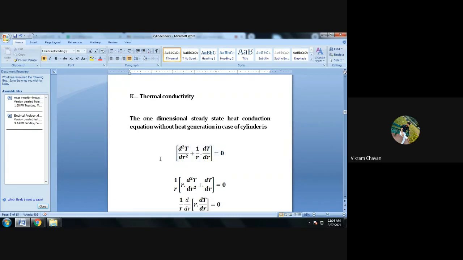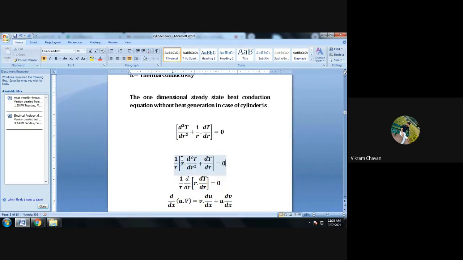Now we have done some mathematical operation here. We take 1 upon r common, so we get the equation as 1 upon r into the bracket r multiplied by d2T divided by dr squared plus dT divided by dr. Instead of this bracket, we can write r d by dr of the bracket r multiplied by dT divided by dr is equal to 0.